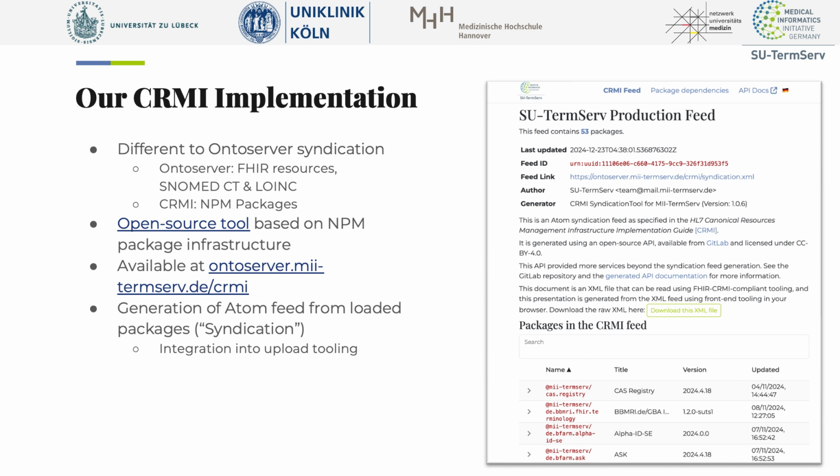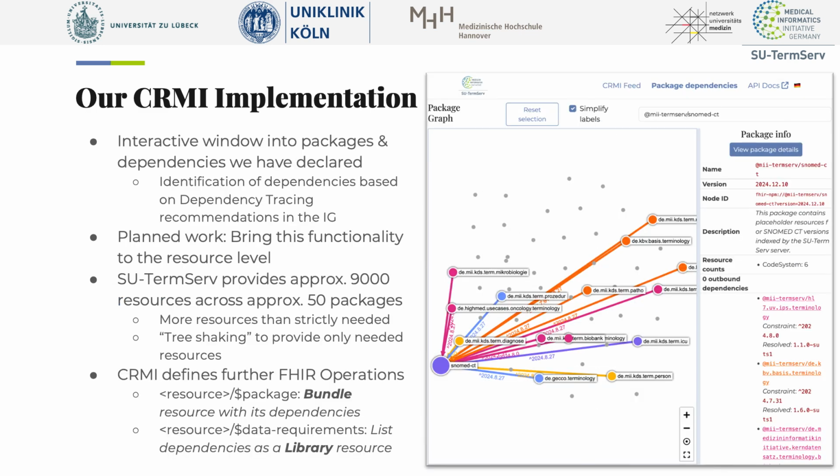The flavor of syndication specified by the CRMI implementation guide is centered around making packages that are loaded transparent, so the content of the feed are NPM packages. We have implemented an open source tool that we use to generate the syndication feed. For that, it is plumbed into our upload tooling, so that it is always current. It is hosted alongside our terminology server. The feed is then available as an Atom feed that lists all packages with their download links that we have currently loaded. But to be honest, that's not very exciting.